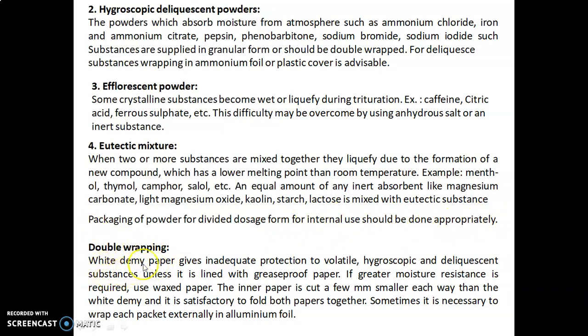Double wrapping. White demi paper gives inadequate protection to volatile, hygroscopic and deliquescent substances unless it is lined with grease-proof paper. If greater moisture resistance is required, use waxed paper. The inner paper is cut a few millimetres smaller each way than the white demi and it is satisfactory to fold both the papers together. Sometimes it is necessary to wrap each packet externally in an aluminium foil. So in next session we will discuss about the actual experiment.